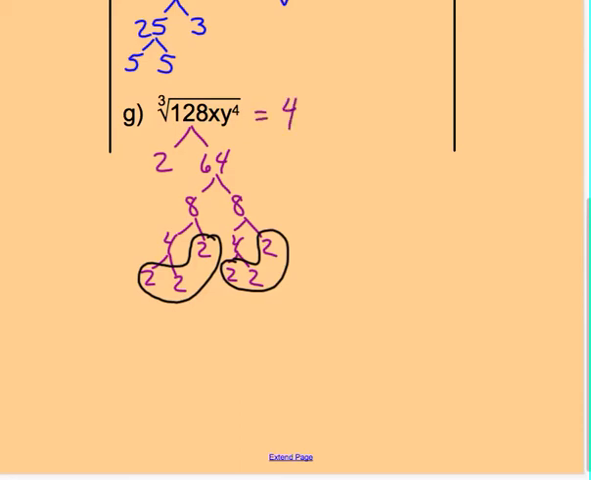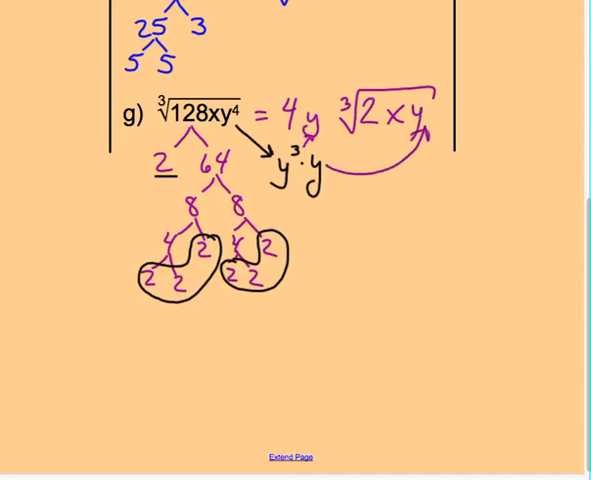Looking at my variables now, actually, let me stick with the numbers. I'm going to leave a little space for my variables. And we've got this 2 right here left over that did not have a group, so that stays under the radical. Now I'm going to look at my variables. We've got x. Well, x is not a perfect cube, so that will stay under the radical. Y to the 4th, however, is y cubed times y. So the cube root of y cubed is y. This y stays under the radical.